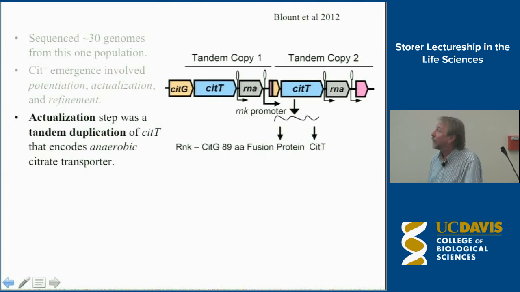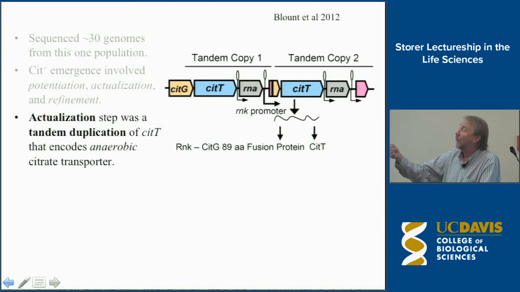It turns out the actualization was a tandem duplication of a gene called CITT, which despite its name is not the homologue of the transporters that related bacteria use to bring citrate in. It's not a very well-studied gene; I think there are only one or two papers before ours that talk about it. But interestingly, this gene encodes an anaerobic transporter, not only of citrate but of several other carbon sources. It brings citrate into the cell by pumping something else, a similar molecule like succinate, out into the environment. But it only works under anaerobic conditions. The gene is only expressed under anaerobic conditions.